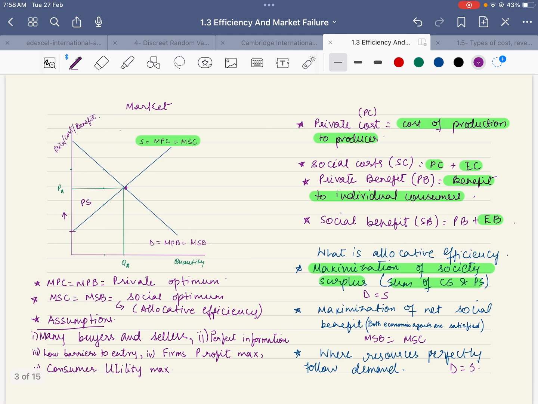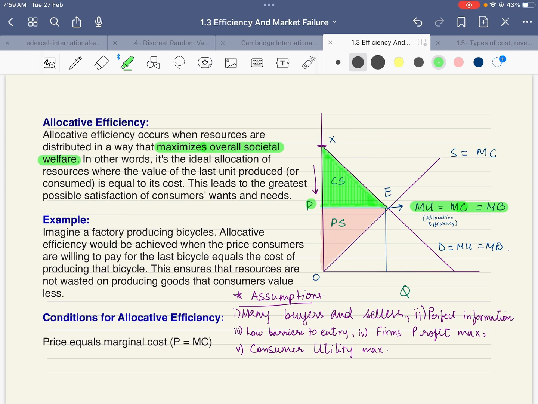If we look at this diagram, we can see that the producer is ready to charge a price, let's say P1, which is below the equilibrium price P star. That is why the triangle below the equilibrium price is producer surplus. The bigger triangle OEX is the biggest possible triangle, which is the sum of consumer surplus and producer surplus.